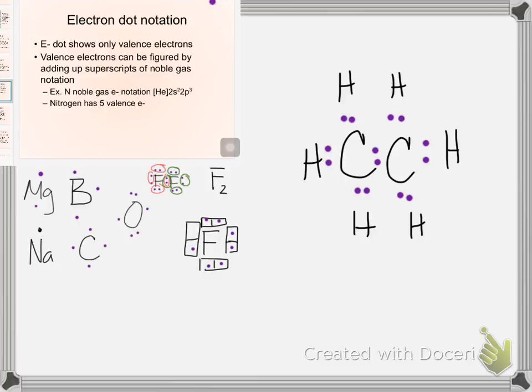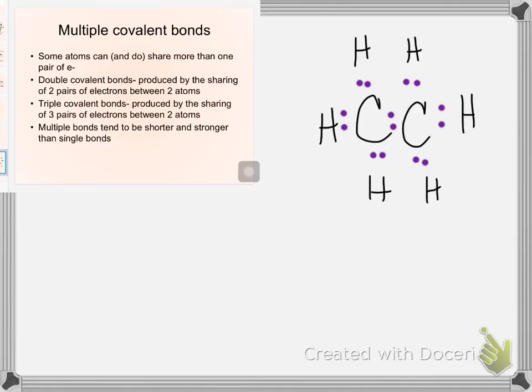Now sometimes it happens, and I'm going to copy this. We have what are called multiple covalent bonds, and that's when we have 2 atoms that are sharing more than 1 pair of electrons.